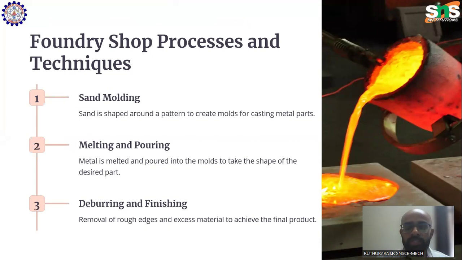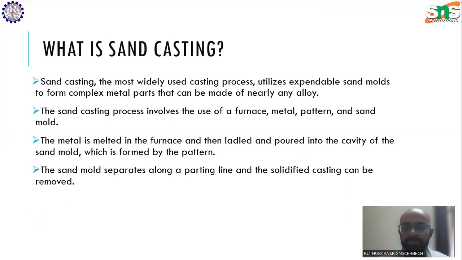So what's the process of casting? The basic process is listed here. The first thing is sand molding. Sand molding is a process by which a sand mold is created, into which molten metal is poured to get the required shape. And then there is the melting and pouring process. Melting is done with the help of a furnace, as we discussed. And then pouring the molten metal into the sand mold to make the required shape. And then there is deburring and finishing. All this process we'll discuss in detail in the upcoming slides.